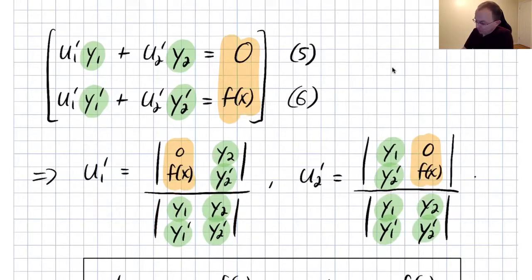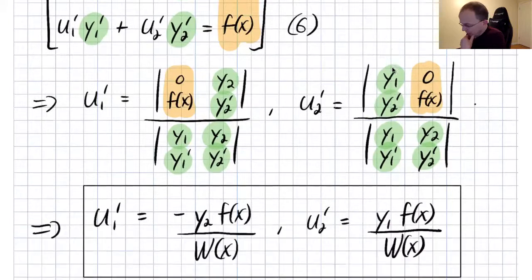And then in the numerator, we do a determinant, but we replace this first column with the right-hand side, 0, f of x. And then for u2 prime, we just do the same thing, except now we replace the second column with the right-hand side.